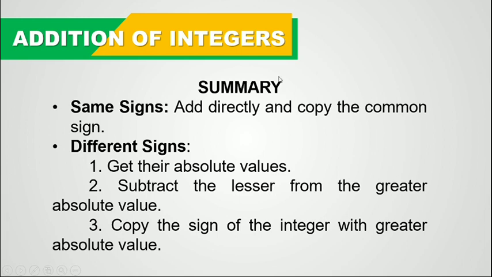When adding two integers with the same signs, add them directly and then copy the common sign. But when you are adding two integers with different signs, you have to follow these 3 steps. So first, get their absolute values. Second, subtract the lesser from the greater absolute value. And then third, copy the sign of the integer with greater absolute value.